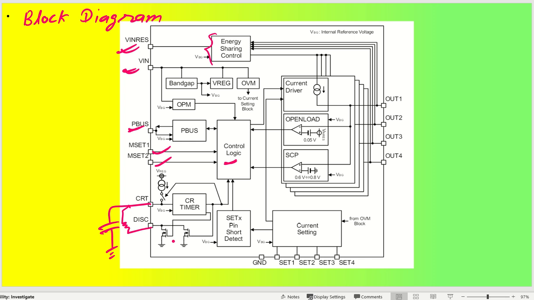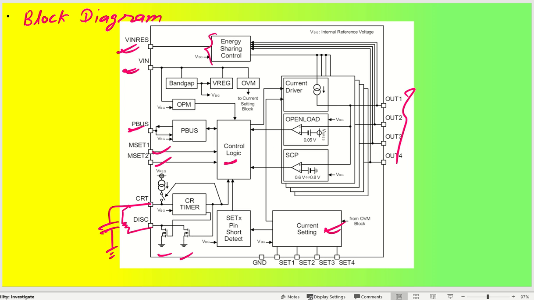Okay, so these MOSFETs are going to switch on and switch off based on the duty cycle and the frequency that is given at this particular PWM, and this is how it will give you the dimming control. Current setting is going to be through the SET pins, as you can see here, and these are the outputs that are going to drive my LEDs. Okay, so this is a very simple block diagram.